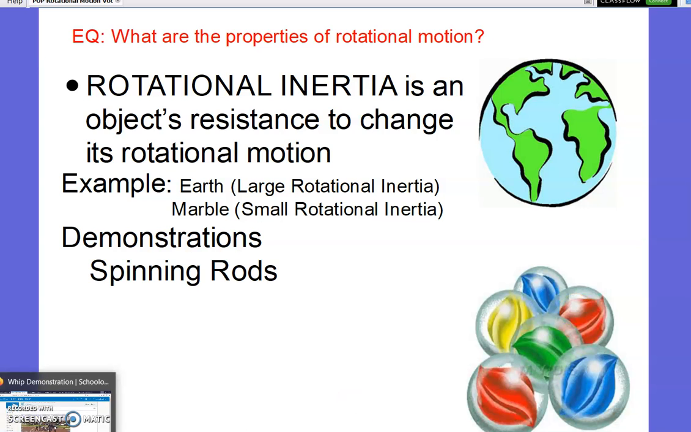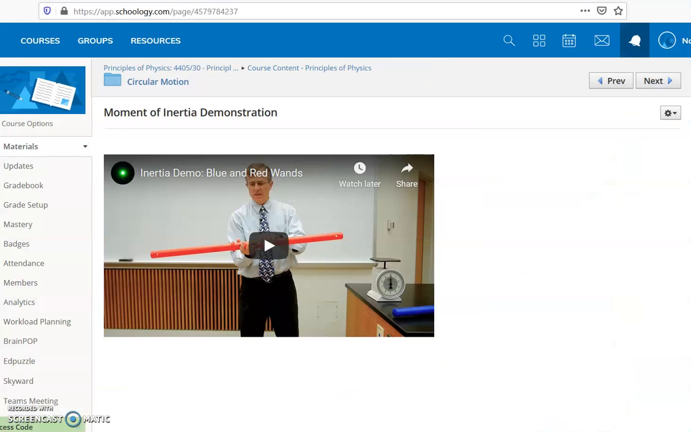I do have a demonstration that I'd like to show you of the rotational inertia.